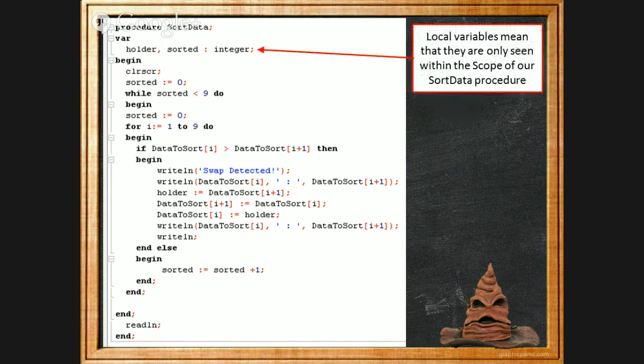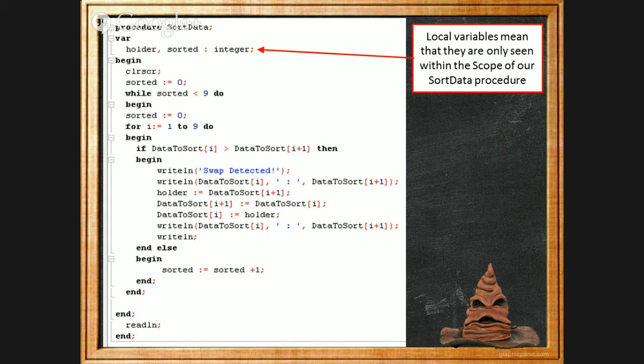We're going to start off with some local variables. We haven't used local variables before, we've just been using those global variables of I. But these ones, we don't want them to be overwritten by anything else. So we put them inside our parameter, and that means they're only seen within the scope of this procedure. So anything from the main code or any other procedure can't change holder and sorted. Only within here do they exist.